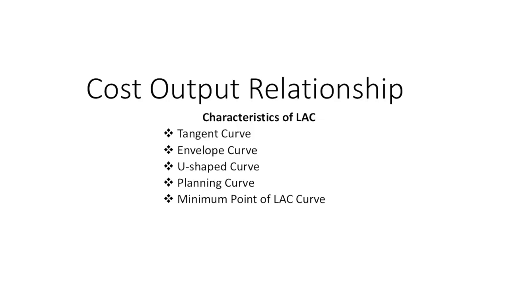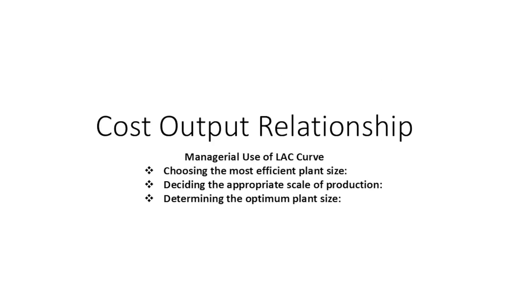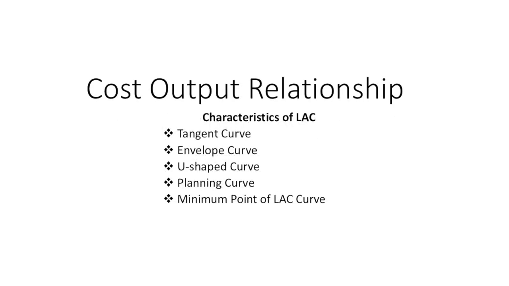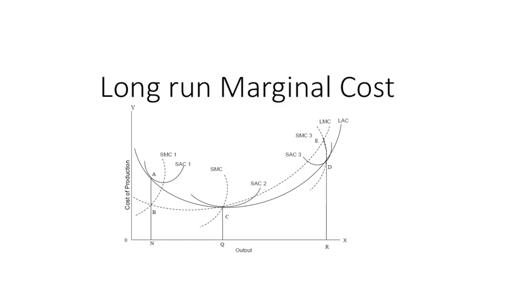Now we can see the marginal cost curve. Here is the long run marginal cost curve. We can see the cost of production, and the short run average costs are taken as SAC1, SAC2 and SAC3. For ON output level, NA is the long run average cost.